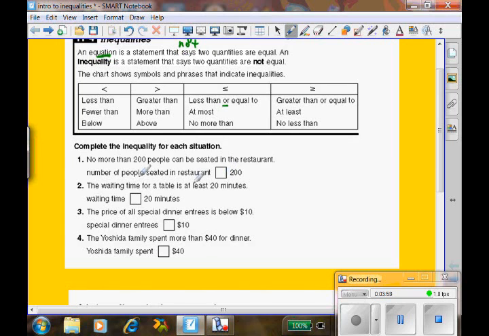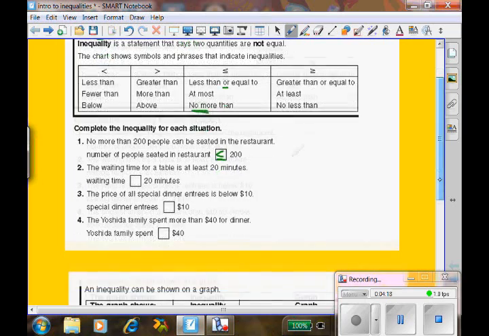So the number of people seated in the restaurant, from this it says that it could be 200 or it could be less than that. So no more than. And that's going to be less than or equal to. So the number of people in the restaurant is less than or equal to 200. So go ahead and fill that in along with me as we go through.